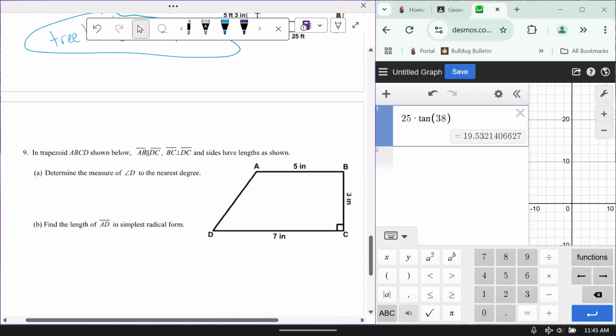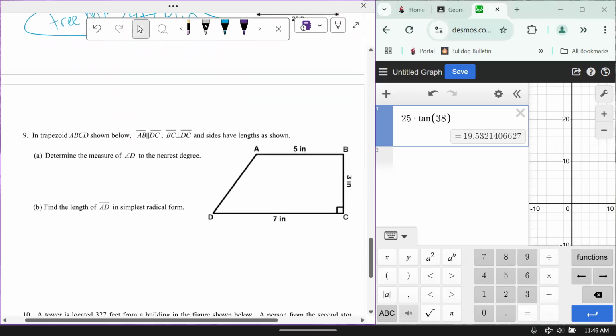Boom. Okay. In a trapezoid ABCD, AB is parallel to DC, and BC has a right angle to DC, so that's already labeled. And the sides and lengths as shown. So AB is 5 inches, DC is 7 inches, BC, sorry, is 3 inches. Determine the measure of D to the nearest degree.